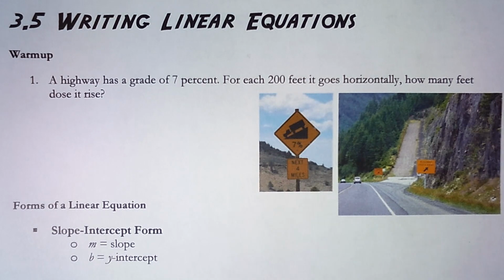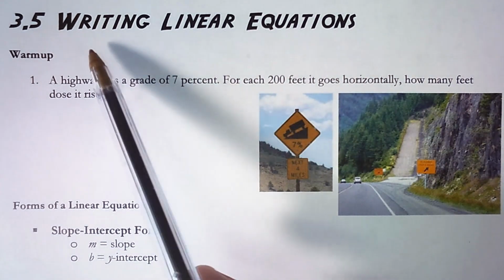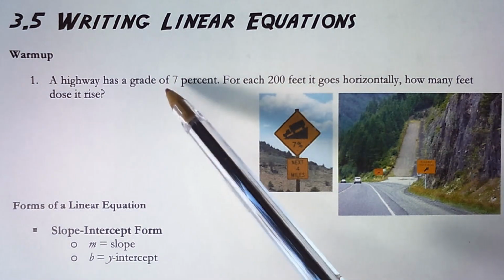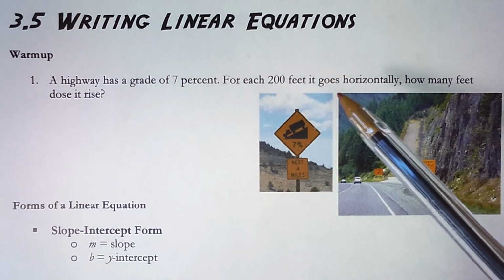Welcome back, everybody. Today we are going to talk about writing linear equations. Okay, we'll start with this little warm-up. It's about slope. A highway has a grade of 7%.